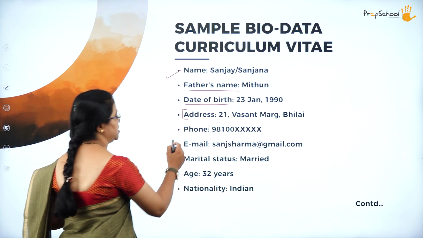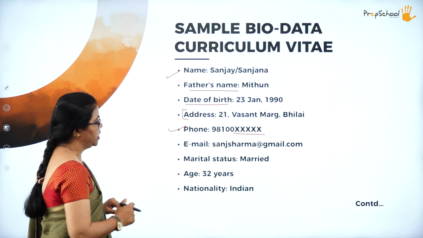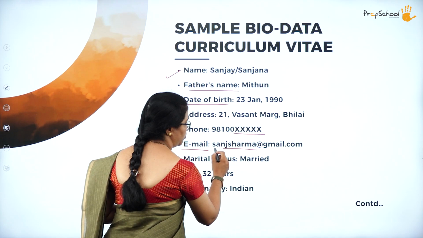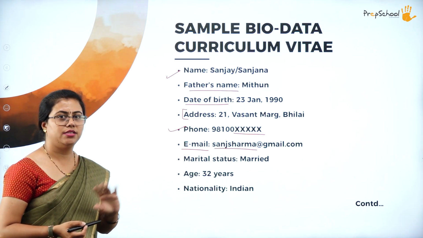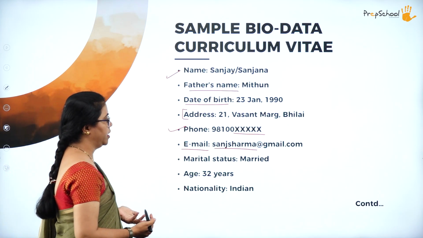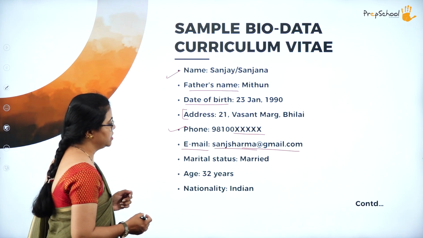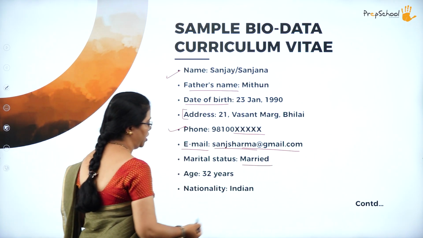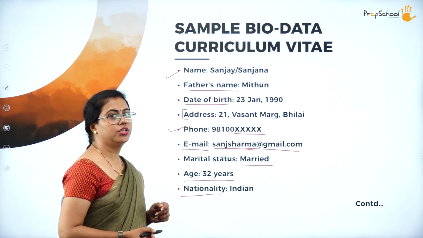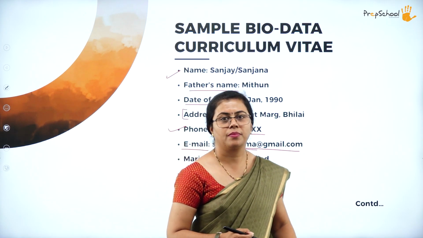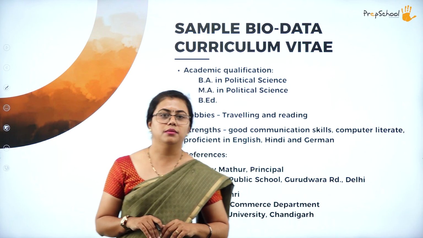Then we have the phone number. This also I am not specifying fully. Then email; if you wish to write the user ID, then okay. If not, you can just put xxx@gmail.com or yahoo.com, anything for that matter. Not necessarily you need to mention this. Then we have marital status, whether the person is married or not. Also the age has to be mentioned. Then the nationality, which nationality that person is. So these are the few important things you have to mention in the biodata.